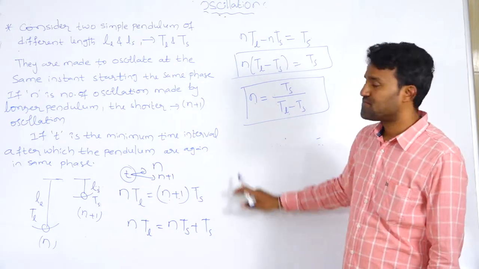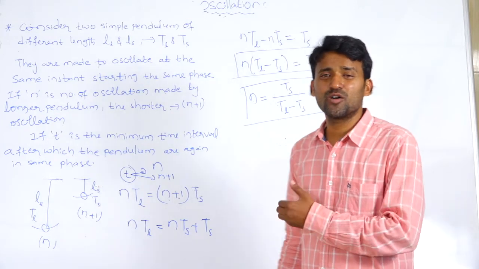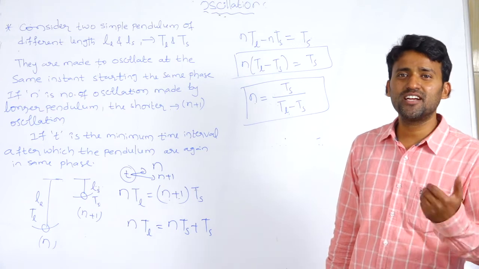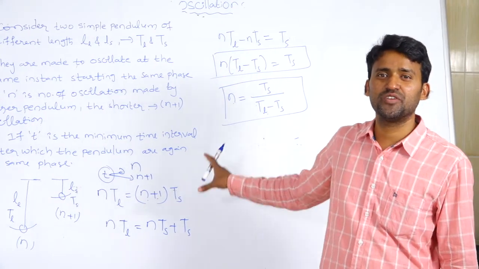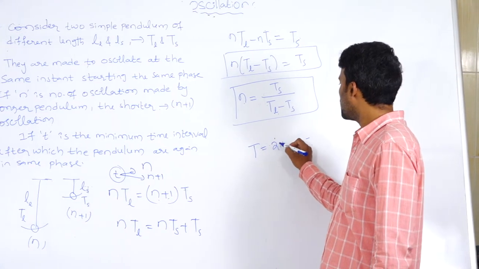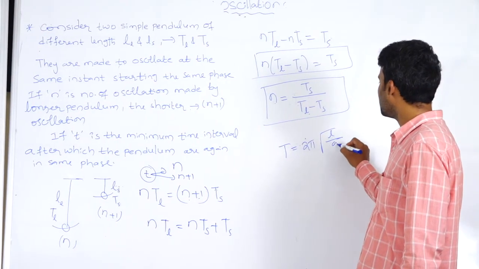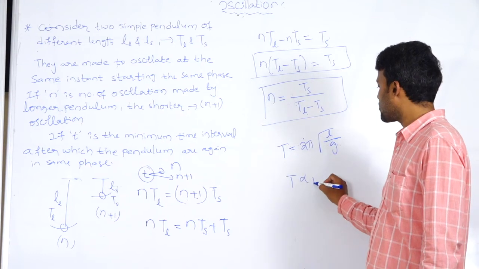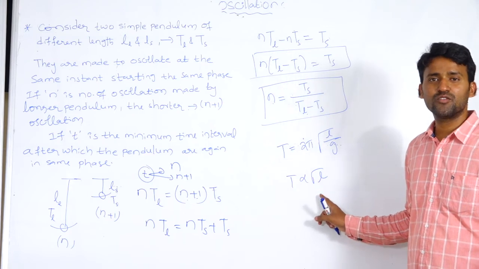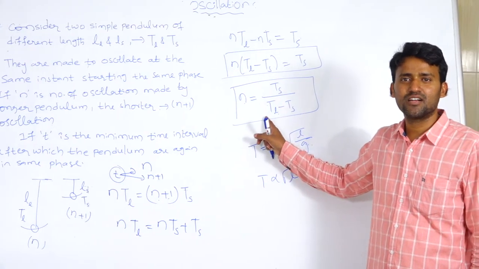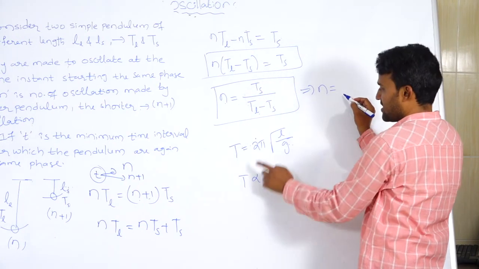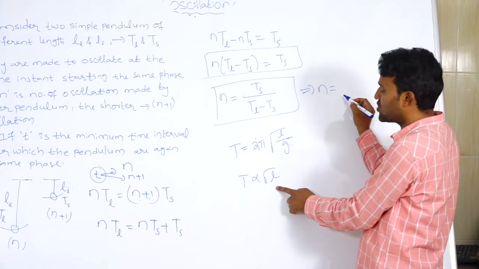Okay. For example, if they give the length instead of the time period, how can we write this equation? The time period equation is T equal to 2 pi under root of L by g. Time is directly proportional to root L. So where the time period appears, you have to write it as under root of the length. This equation I am writing: n is equal to TS divided by TL minus TS, where time period is directly proportional to root L.